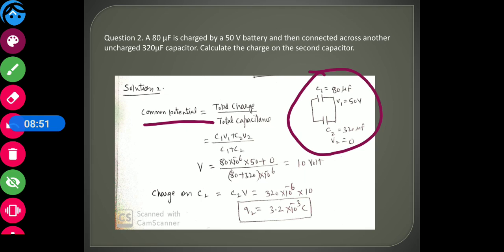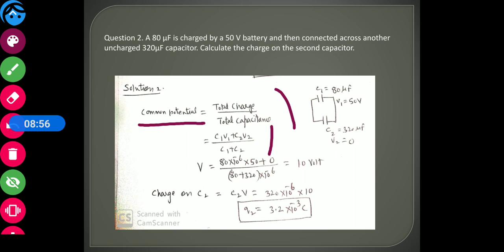So we can get the common potential by using this formula: total charge upon total capacitance, (C1 V1 plus C2 V2) upon (C1 plus C2). Putting all the values given here, we can calculate the common potential. This is equal to 10 volt. So be careful: when both capacitors have the same capacitance, then always the potential becomes half after the reconnection. But here C1 and C2 values are different, so the common potential is totally different. Initially it was 50 volt and now the common potential is 10 volt.